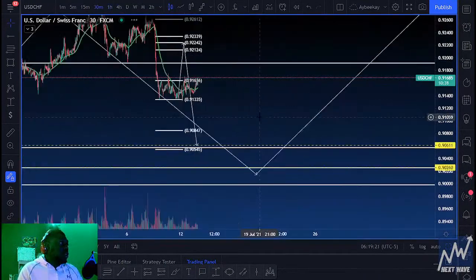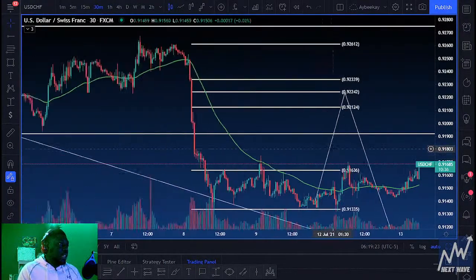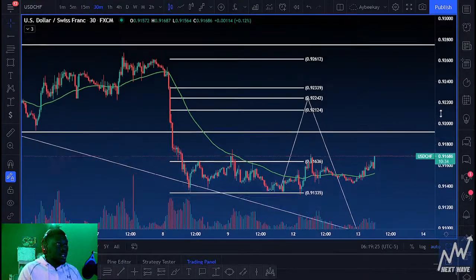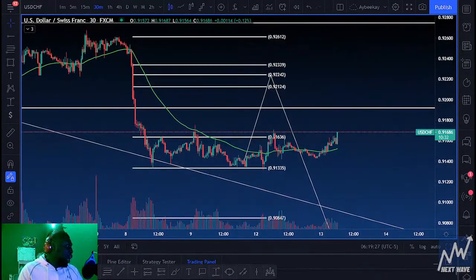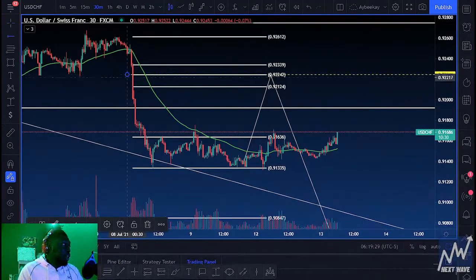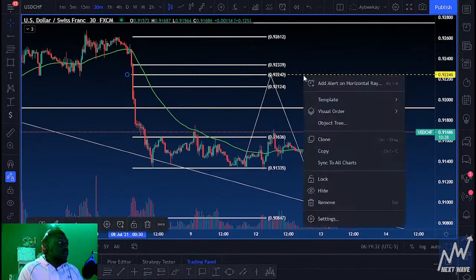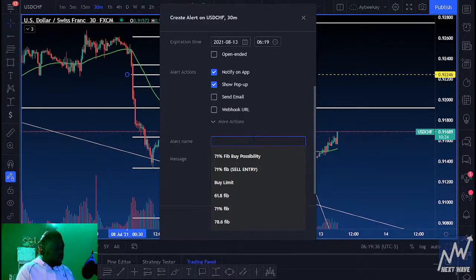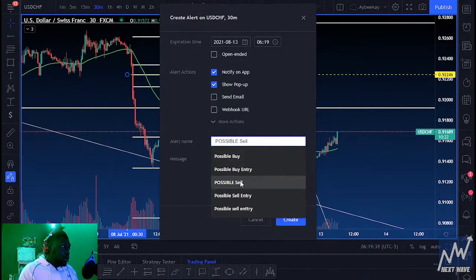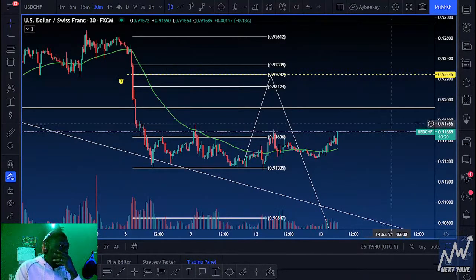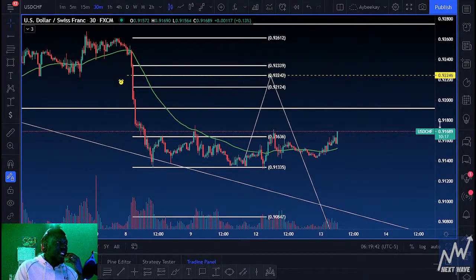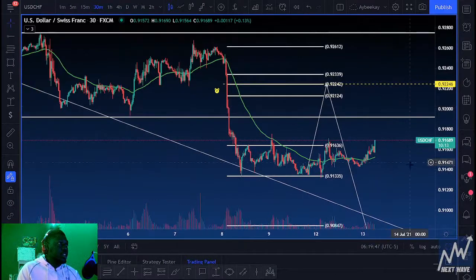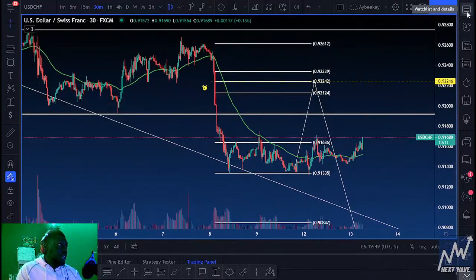So overall, again, 30-minute time frame. I'm buying to sell this. Well, I'm not buying to sell this, but I'm looking for price to go bullish for me to then sell it. So possible sell. And yeah, just waiting for that to happen before I look to get into that sell opportunity.